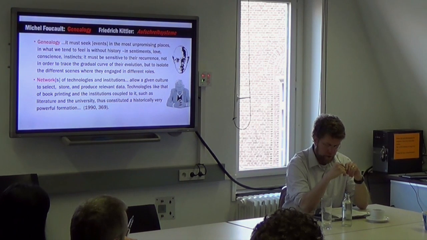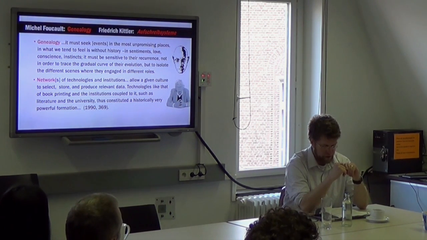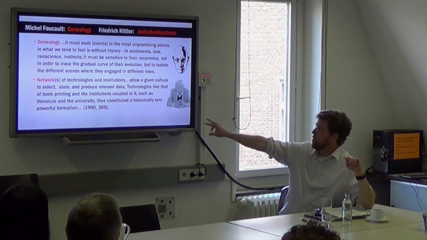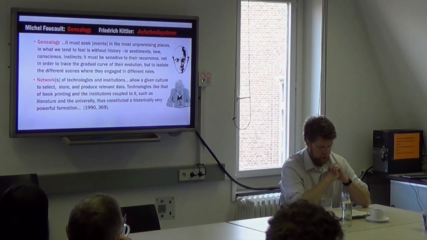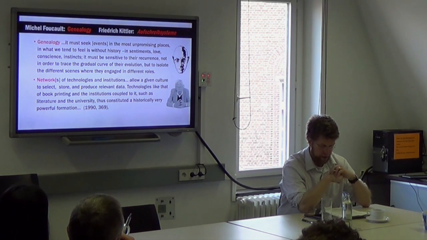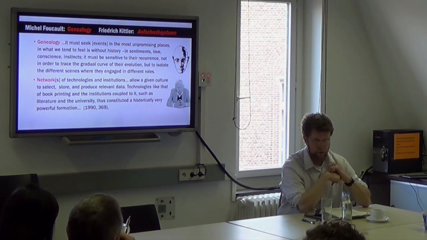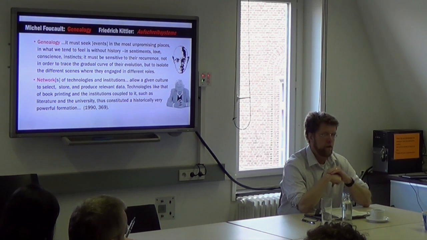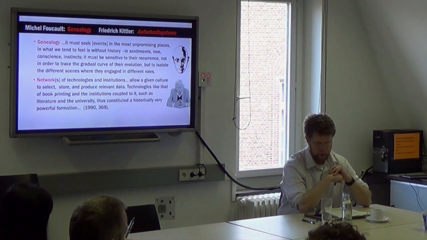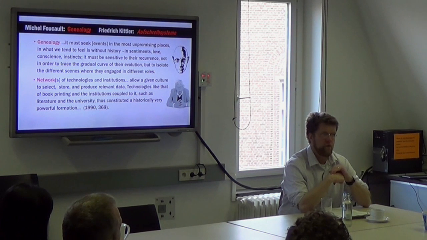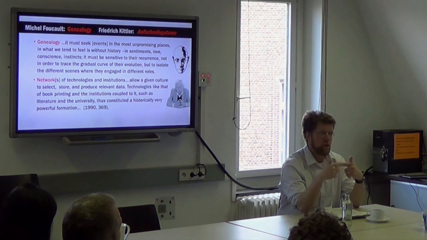So together, these media forms, institutions, and interactions can be said to form inscriptive systems or discourse networks, as Friedrich Kittler explains. That's the second quote here. Different networks of technologies and institutions, Kittler says, allow a different culture to select, store, and produce relevant data. Technologies like that of book printing and institutions coupled to it, such as literature and university, thus constitute a historically very powerful formation. Kittler is talking here in a book that was significantly influenced by Foucault, particularly Foucault's The Order of Things. The book is called Discourse Networks 1800/1900. In a sense, Kittler translated some of Foucault's ideas about knowledge and its generation and circulation to an account about media technologies and their relationship to culture.